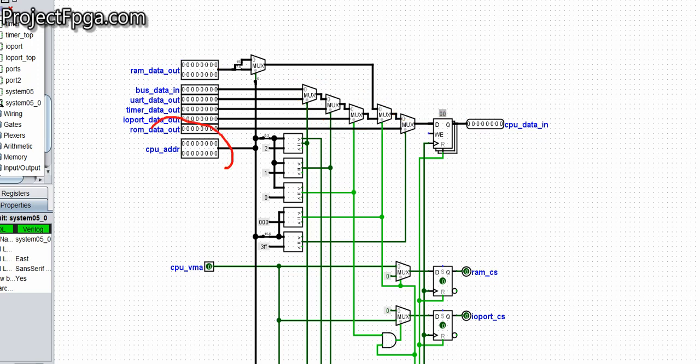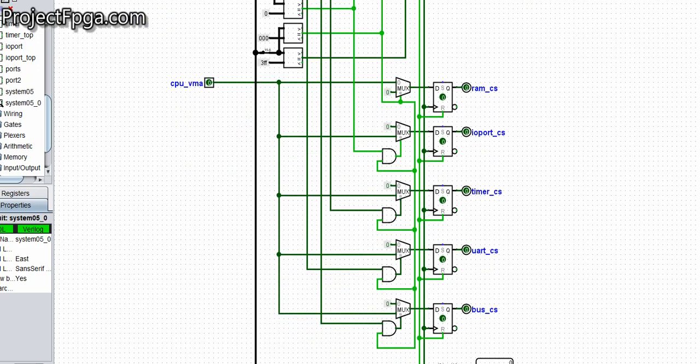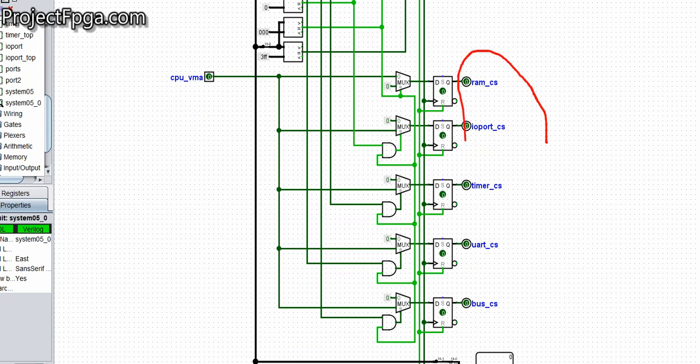So this is the CPU address. Also, I'll explain it briefly. Then again, these outputs here are the RAM chip select, IO port chip select, timer chip select, UART chip select, and bus chip select. Remember, each of these peripheral sub-circuits, they all have their chip select. I already explained all of them. So whenever the chip select is on, that is when they are allowed to receive the CPU data.